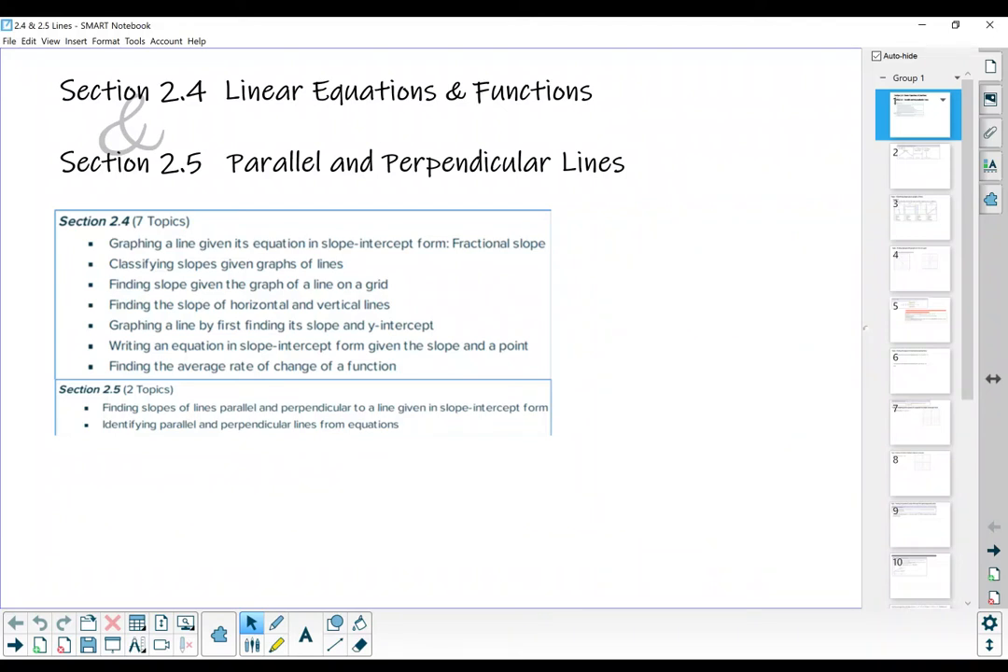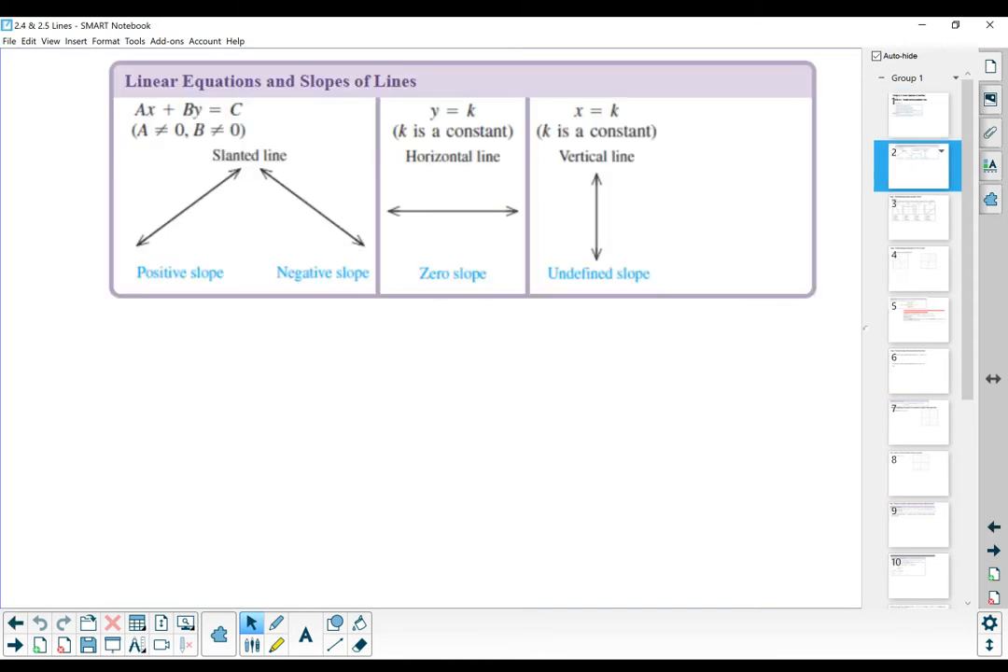Hello, Math 1050. This is section 2.4 and 2.5. Talking about lines today. There are a total of 9 topics.